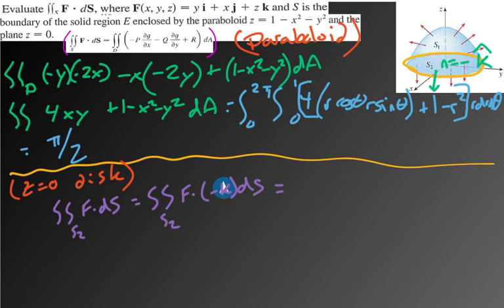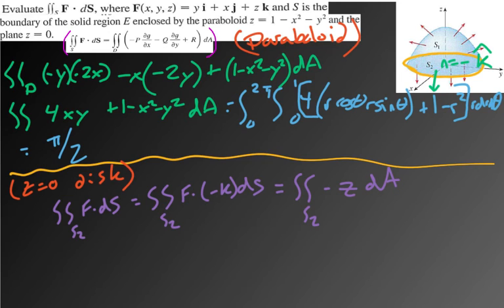The i and j components have zeros there. So when we dot it, we really just need to look at the z. And so we just get the double integral over S2 to really just be minus z dA.